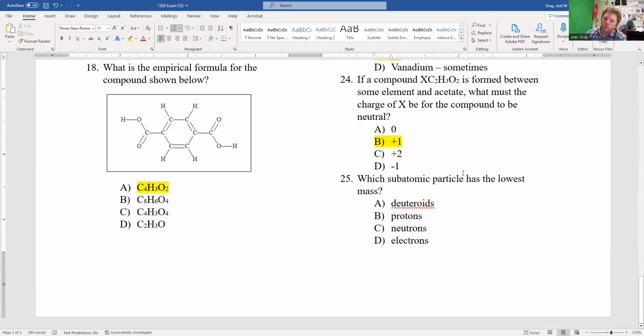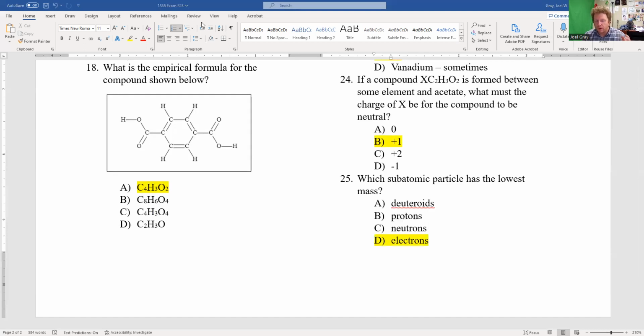Now, number 25, which subatomic particle has the lowest mass? Protons and neutrons, if you remember, have basically the same mass, and electrons, by contrast, effectively have no mass to really be considered. So the correct answer is D, electrons.